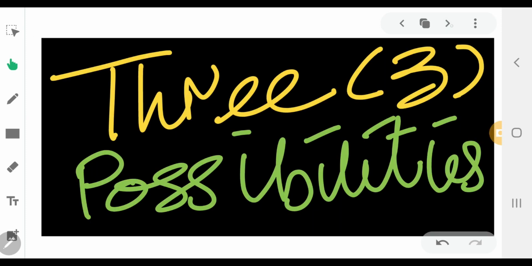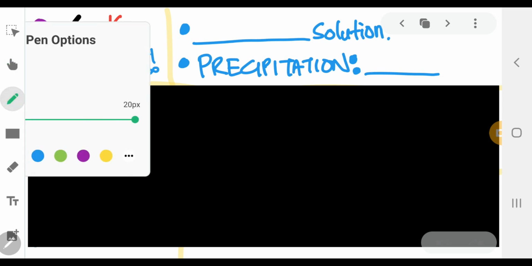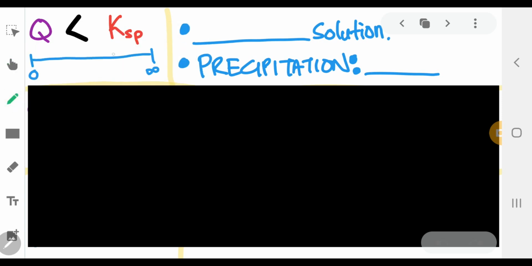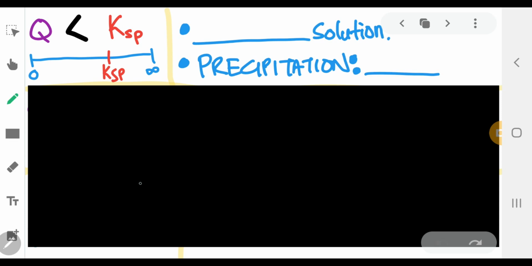There are three possibilities when we are comparing Q and Ksp. The first one is when we have Q smaller than Ksp. If we imagine the situation on the scale down here, we can say that the Ksp value would be closer to the infinity value. And Q, since it is smaller than Ksp, should be closer to the zero value on this scale.